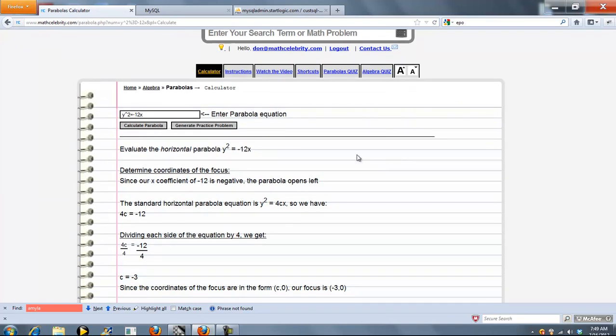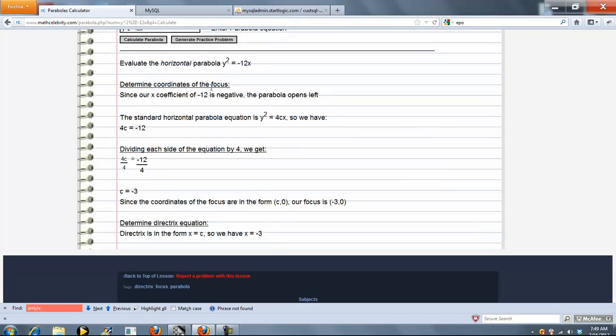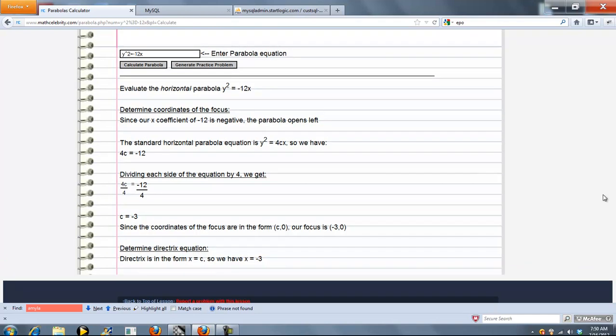So what the calculator is going to do is it recognizes if it's a parabola equation, it's going to determine a few items. First, the coordinates of the focus. Is it horizontal or vertical? And then the directrix. So in this case, our parabola is horizontal and it opens left.